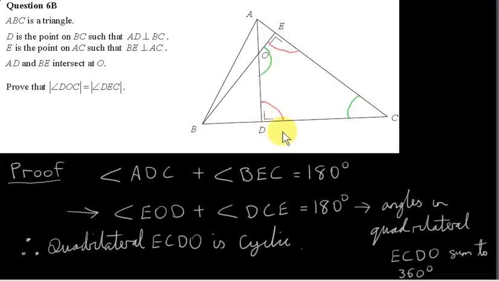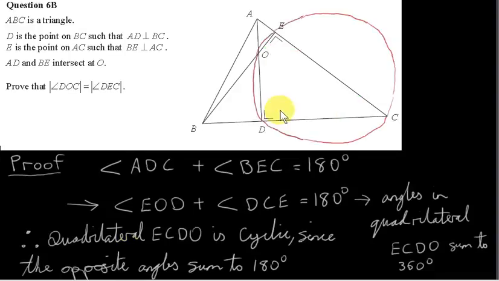And we can turn that around to say that if we have any quadrilateral whose opposite angles sum to 180, as they do for this particular quadrilateral ECDO, then we can say that this quadrilateral is cyclic. So this is the converse of a better known theorem. The converse is also true. So here is a rough sketch of the circle that passes through the corners of the quadrilateral.